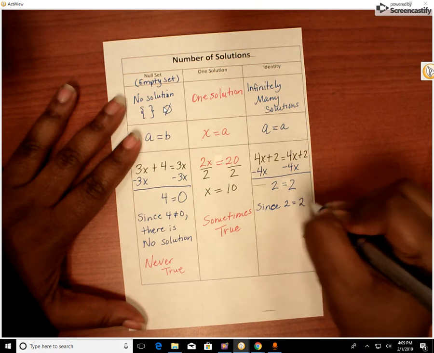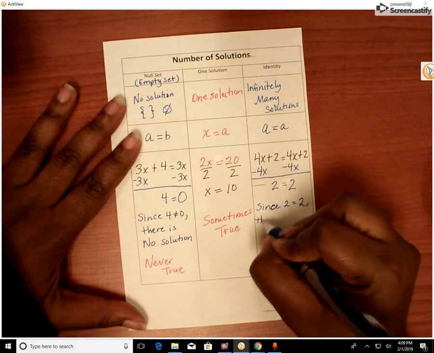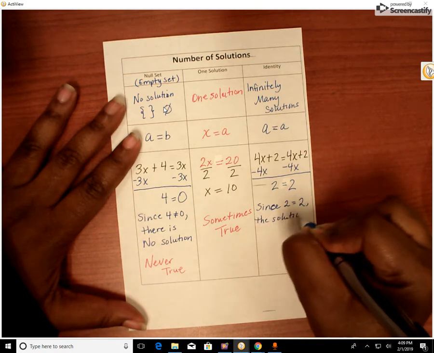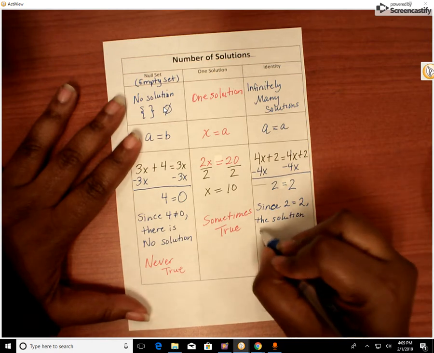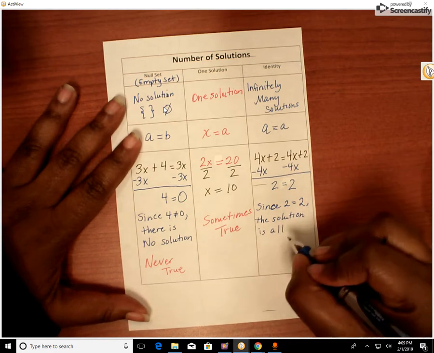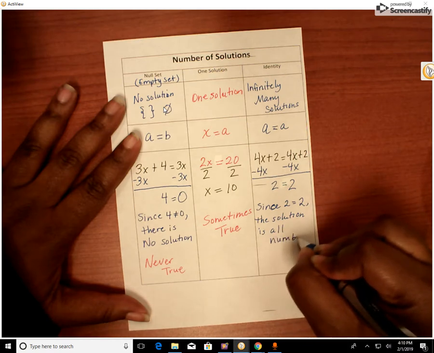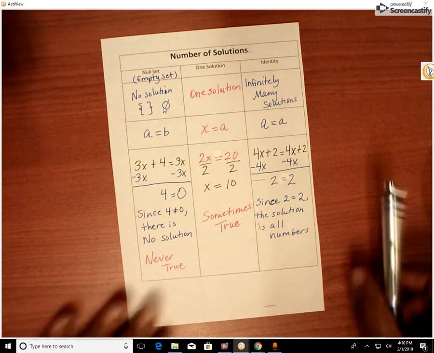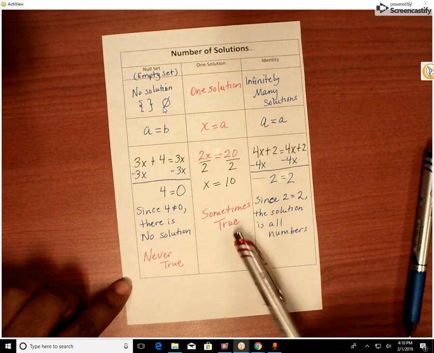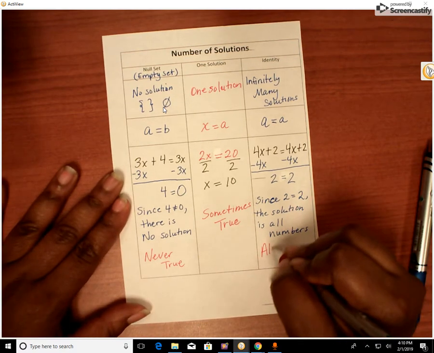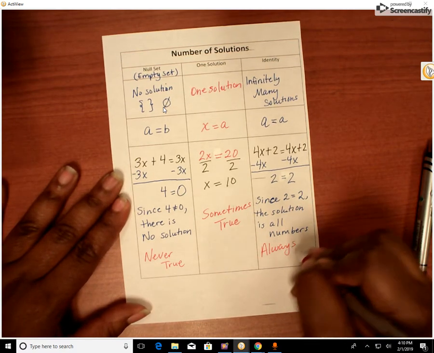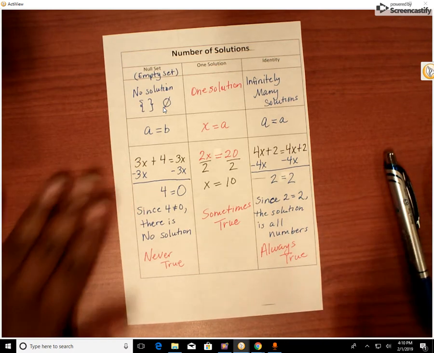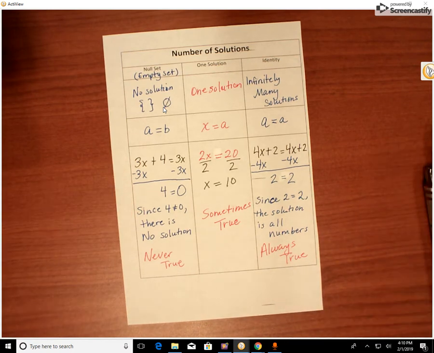And since 2 is equal to 2, the solution is all numbers. Meaning you could pick the number 10 and I could pick the number 5 and we're both right. So this one is not never true. It's not sometimes true. It is always true. So we need to know this to solve our equations.